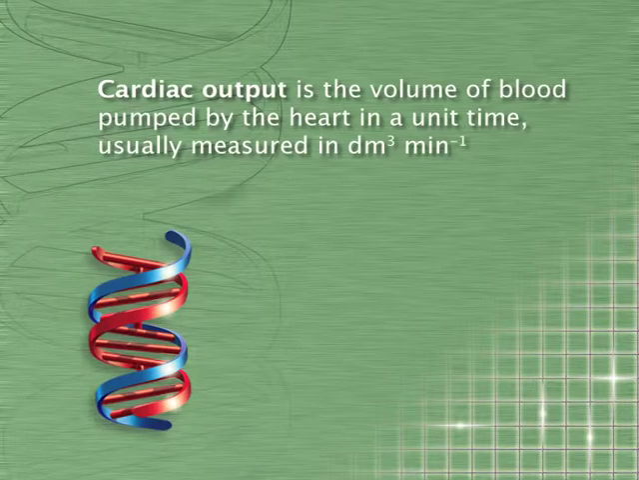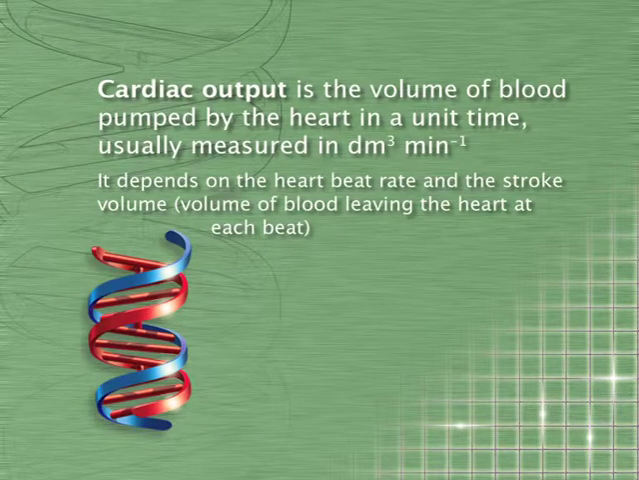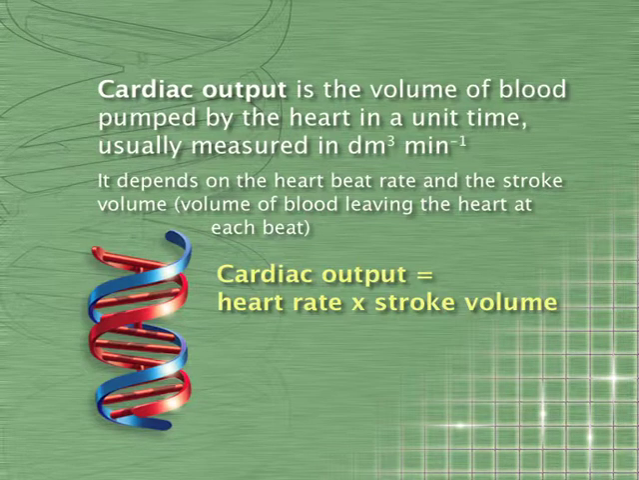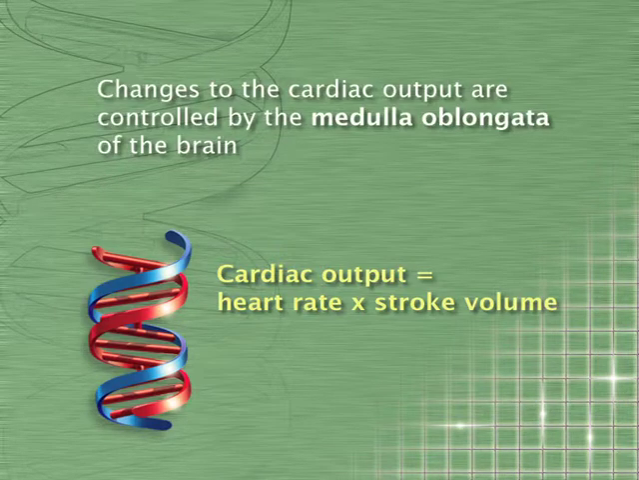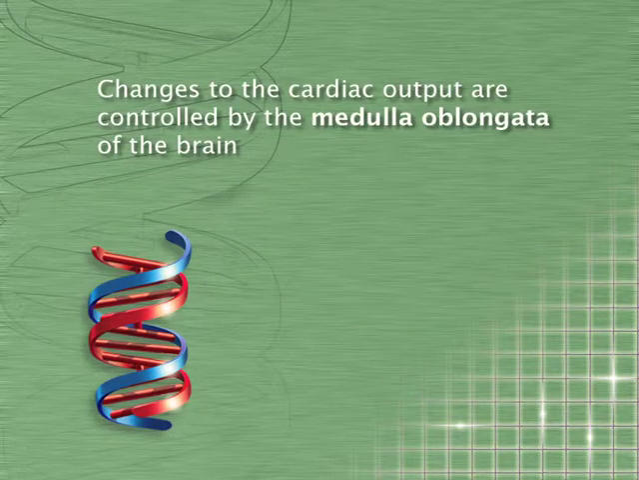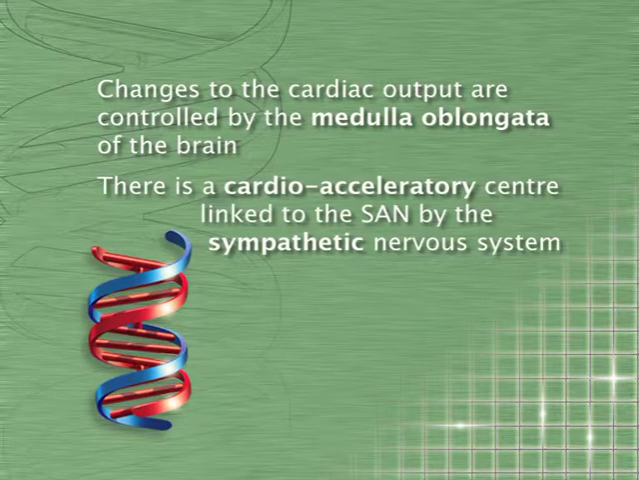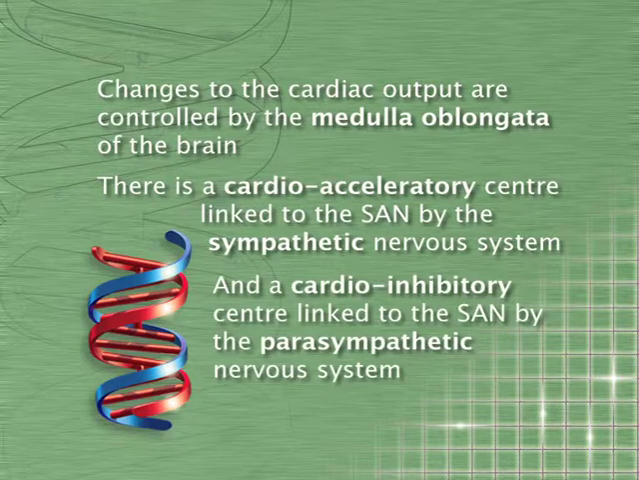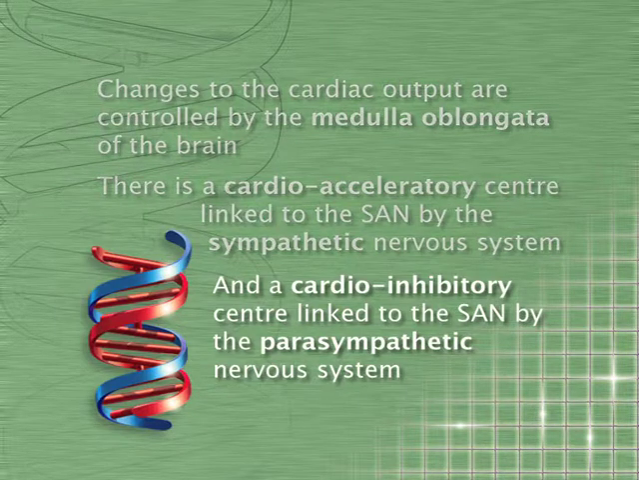Cardiac output is the volume of blood pumped by the heart in a unit time, usually measured in cubic decimeters per minute. It depends on the heartbeat rate and the stroke volume, the volume of blood leaving the heart at each beat. So cardiac output equals the heart rate times the stroke volume. Changes to the cardiac output are controlled by the medulla oblongata of the brain. There is a cardioacceleratory center linked to the SAN by the sympathetic nervous system, and a cardioinhibitory center linked to the SAN by the parasympathetic nervous system.